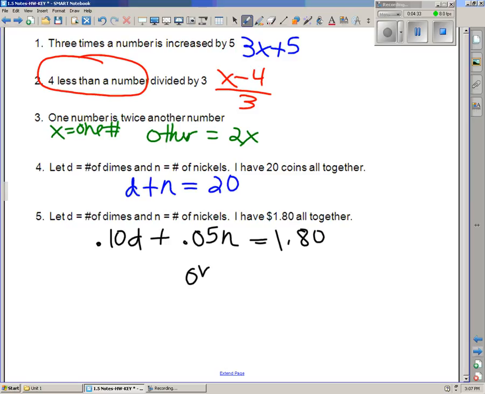If you want to change this from dollars and cents to just pennies, which you could do, there are 10 pennies per dime plus 5 pennies per nickel plus 180 pennies in $1.80. That's fine as well.